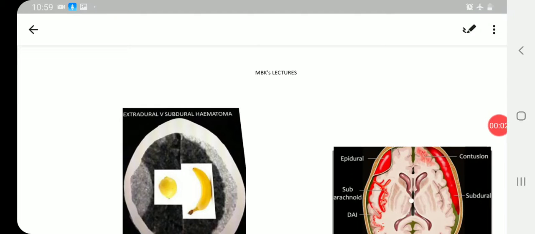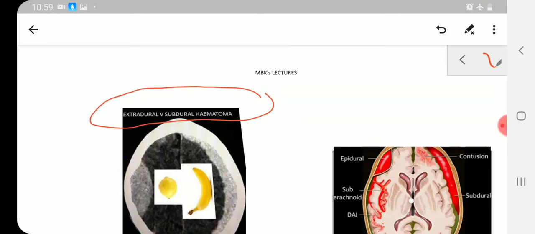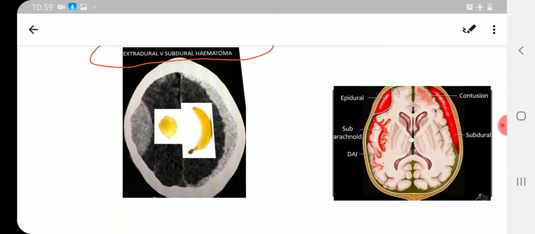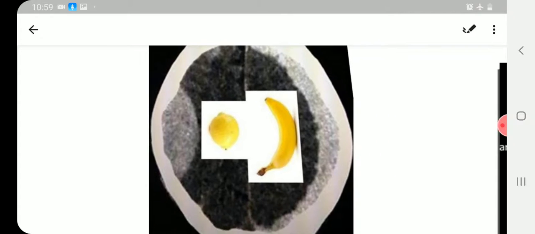Hello my dear students. So today's topic will be talking about extradural and subdural hematoma, the comparison between them. So majorly we'll be focusing on them. This is a quick review lecture. So just for exam points, what you need to know will be covered. So to start with, we'll consider this picture.